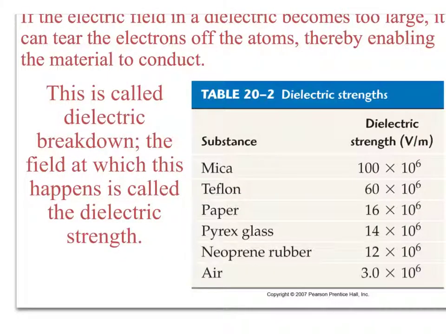One other thing to keep in mind about capacitors is that if the electric field in a dielectric becomes too large, it can tear the electrons off the atoms, thereby enabling the material to conduct. This is called dielectric breakdown. The field at which this happens is called the dielectric strength. The dielectric strength is different for every kind of material, just like our dielectric constant was different for every kind of material.